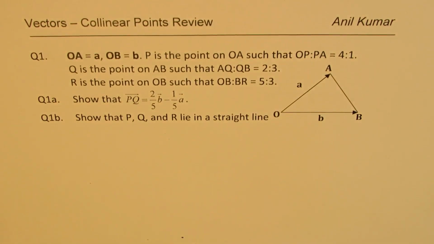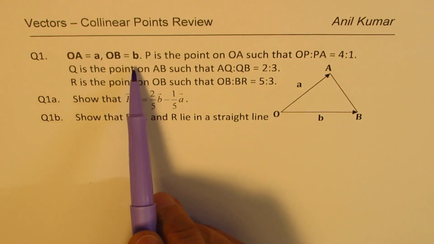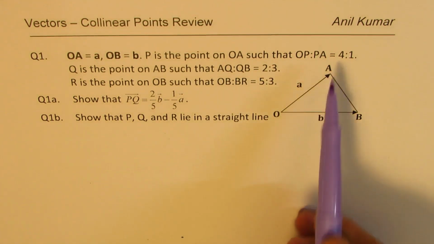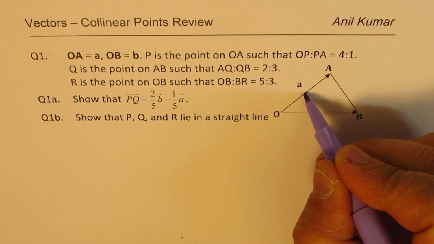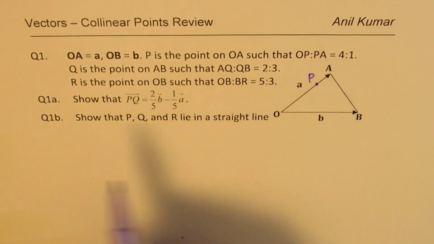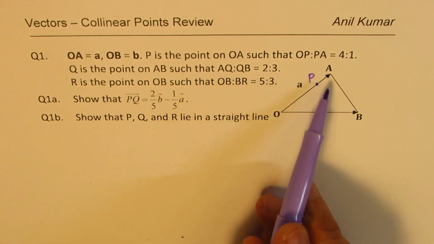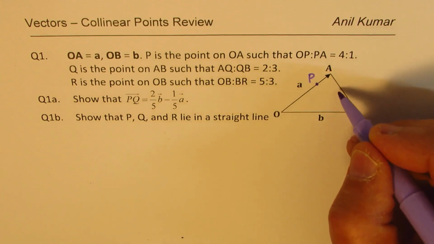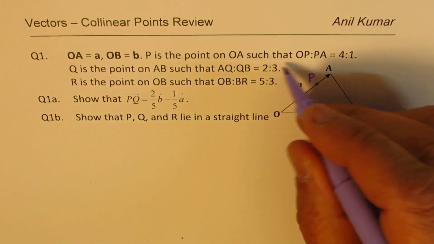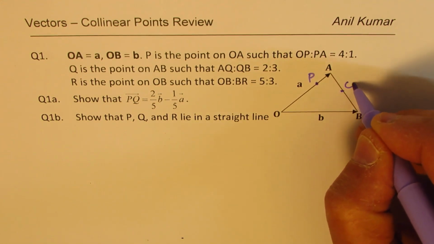Question number 1 here is OA equals to A, OB equals to B. P is a point on OA such that OP is to PA is 4 is to 1. So let's divide into half and then half of half. So that is point P for us. Q is a point on AB such that AQ to QB is 2 is to 3. So if I divide into 5 equal parts, so this is less than half. So let's say somewhere here we have the point Q on AB.